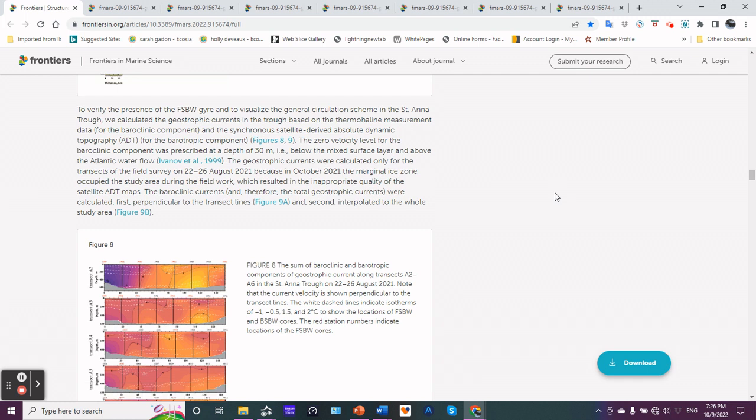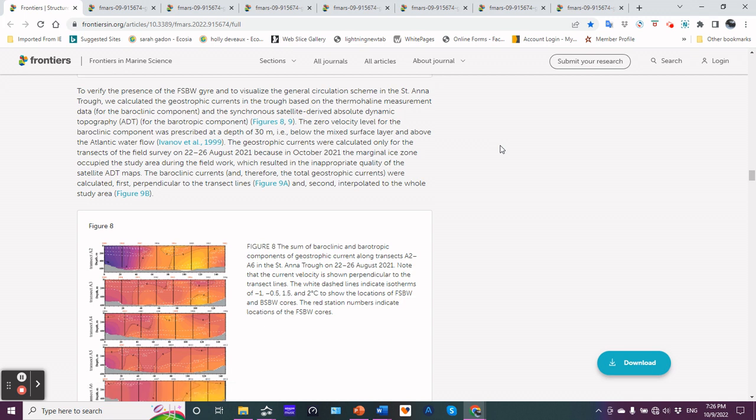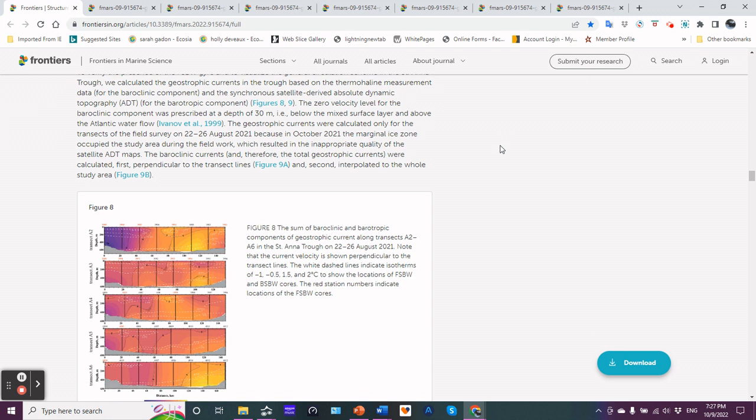To verify the presence of the FSBW gyre, to visualize the general circulation scheme, we calculated geostrophic currents in the trough based on the thermohaline measurement data. And they looked at the baroclinic and the barotropic components. And then they cite figures 8 and 9. The zero velocity level for the baroclinic component was prescribed at a depth of 30 meters. That is below the mixed surface layer and above the Atlantic water inflow. The geostrophic currents were calculated only for the transect that they did.